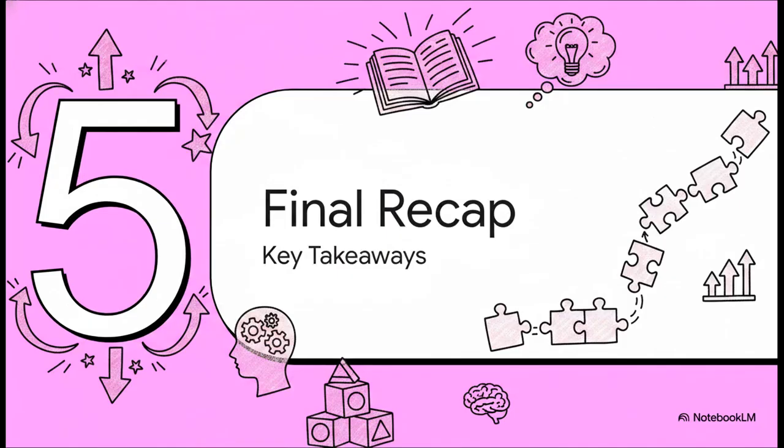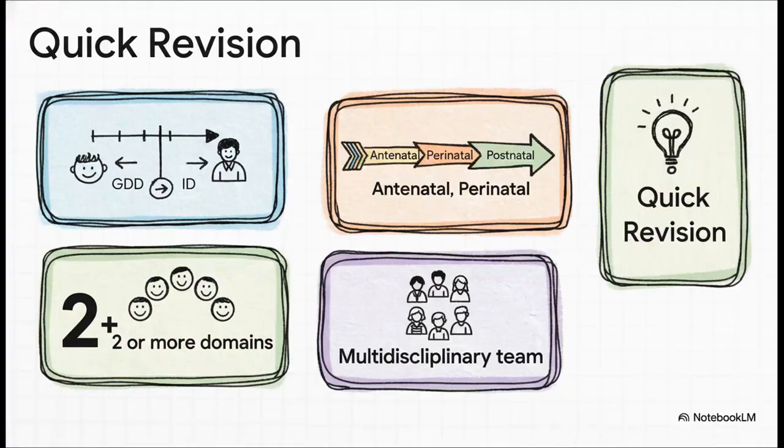Whew, we have covered a ton of ground, so before we wrap up, let's just boil it all down into a few super high-yield takeaways. This is the stuff you absolutely need to have locked in for your exams. All right, here is your rapid-fire recap. GDD is for kids under 5. ID is for those over 5. The definition of GDD requires a significant delay in 2 or more developmental domains.